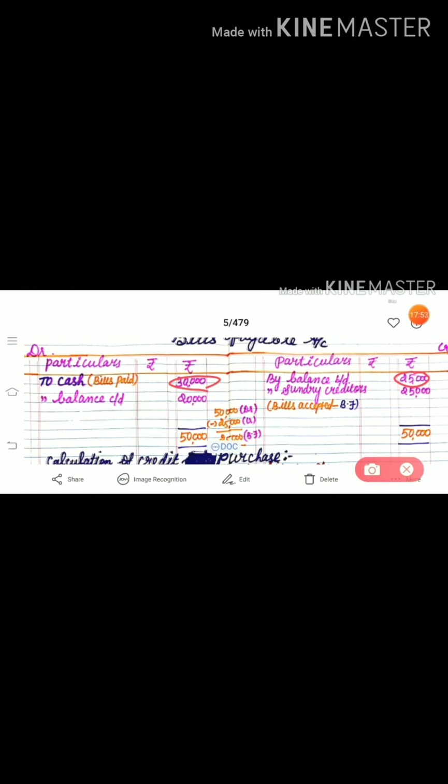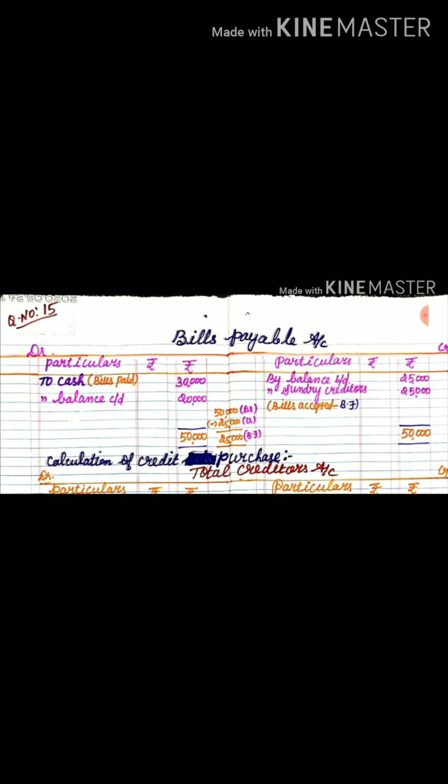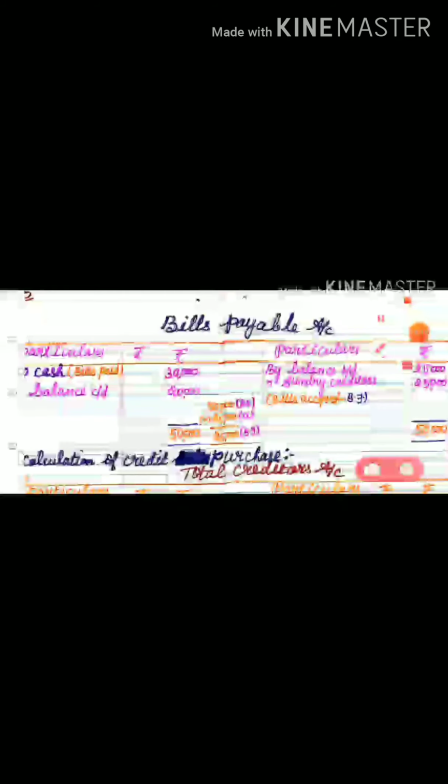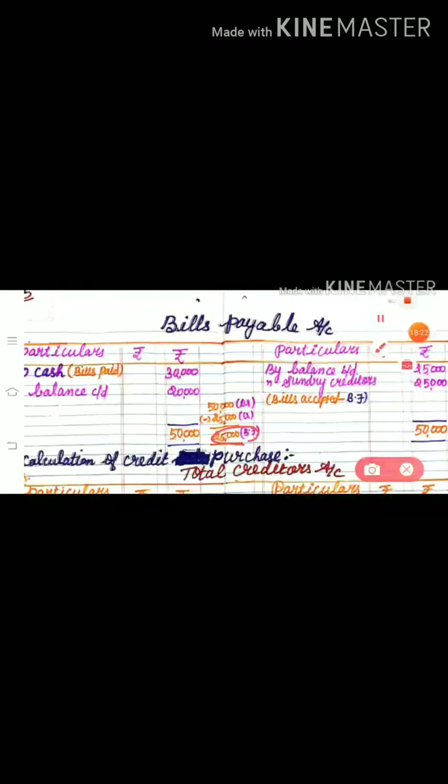So the debit side total amount is 50,000 but the credit side is only 25,000. So the highest value is 50,000 on the debit side. The same value represents both sides. Highest value 50,000 minus lowest value 25,000 on the credit side. So 50,000 minus 25,000 leaves 25,000. This is the balancing figure. It is known as opening creditors. So the net balance will be shown on the credit side. This is the bills accepted value.